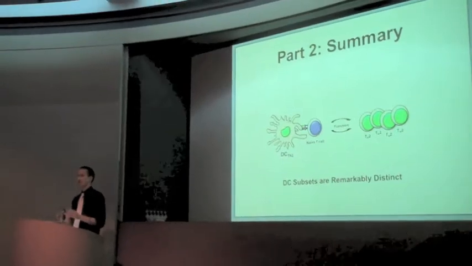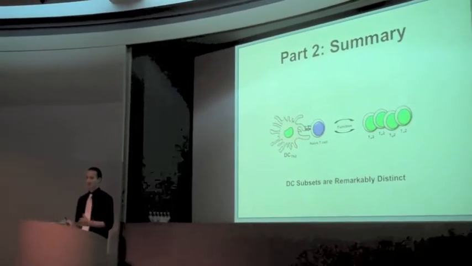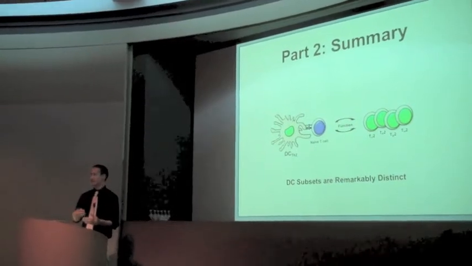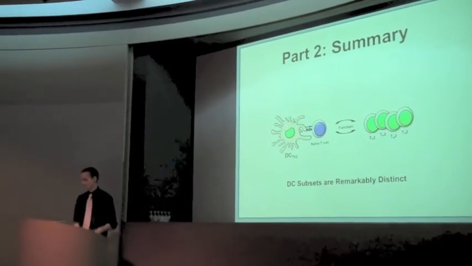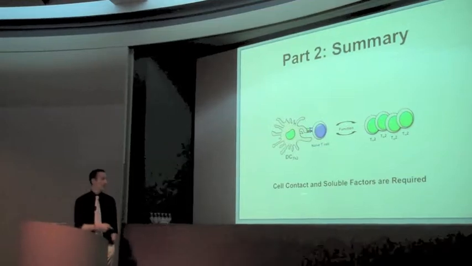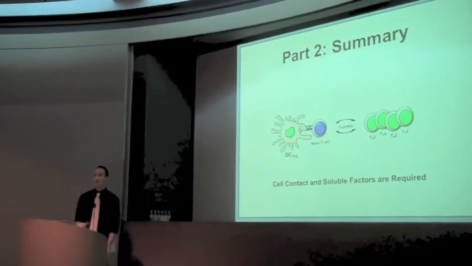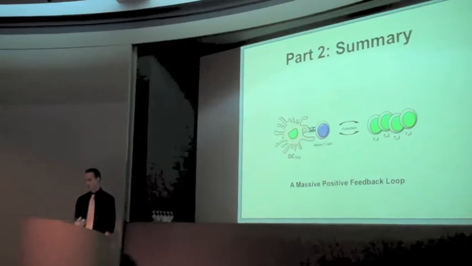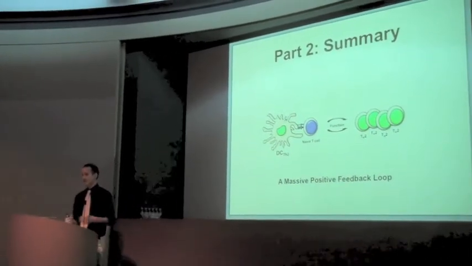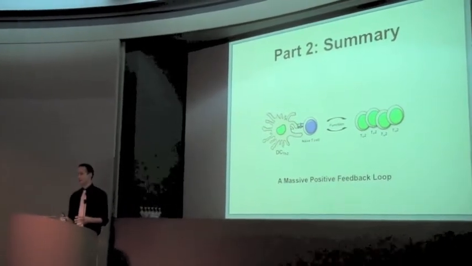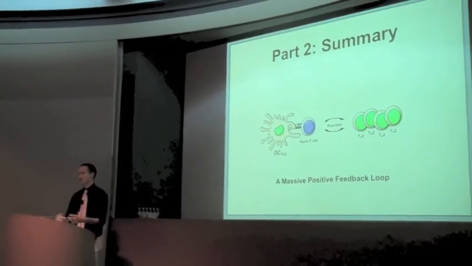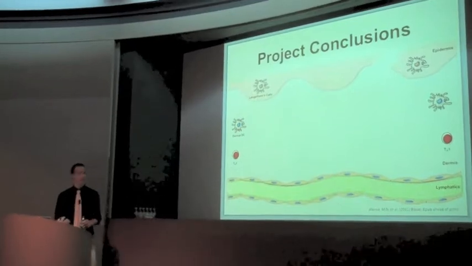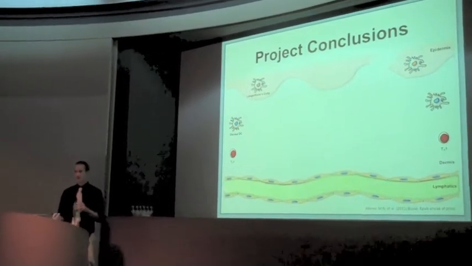Monocytes are very, very distinct, about as different as they can be. And this makes sense based on the different set of cytokines that T cells express. We know that cell contact and soluble factors are absolutely required for this differentiation and subsequent polarization. And what we believe we've identified is really a massive positive feedback loop where T cells initiate responsiveness and then DCs continue.